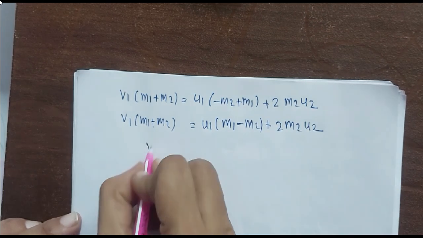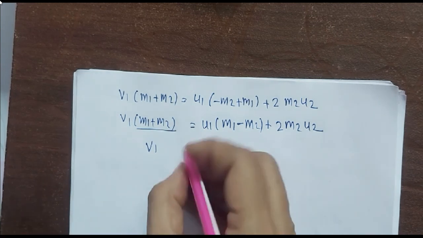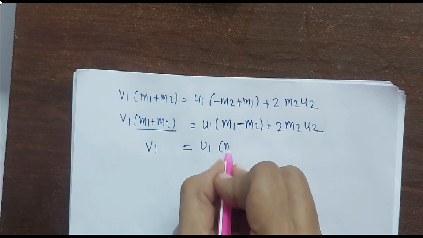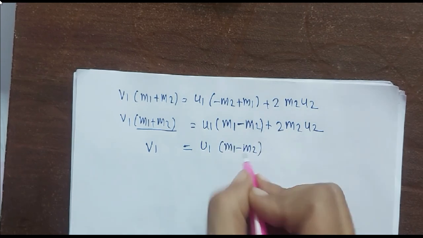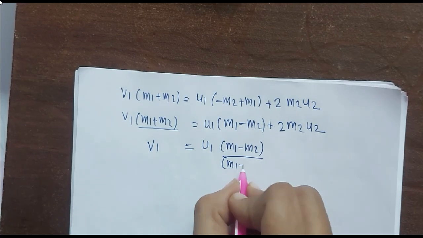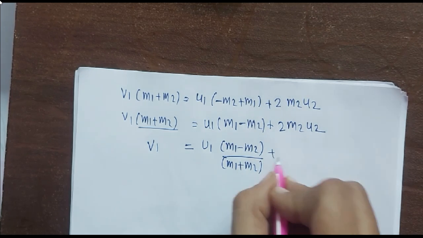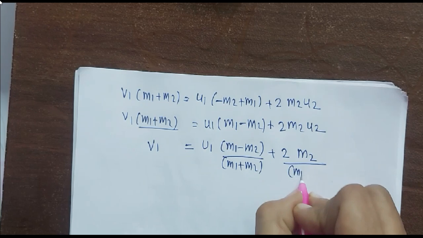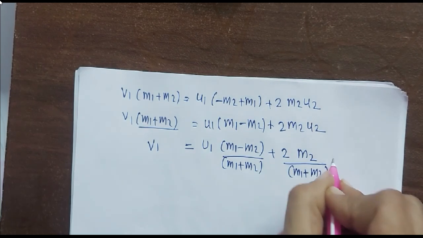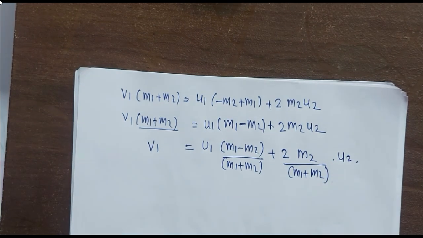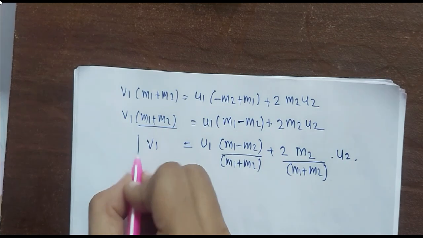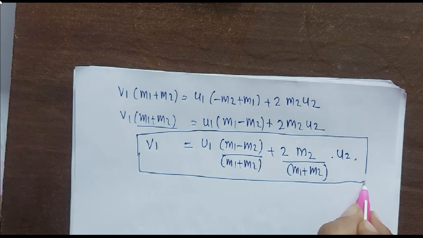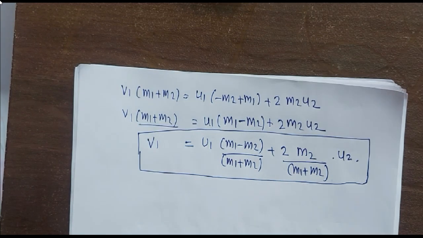From this equation we will take this to the denominator, so the equation gets modified as V1 is equal to U1 (M1 - M2) upon (M1 + M2) plus 2 M2 upon (M1 + M2) into U2. So this is our final result of velocity of the first particle after collision.